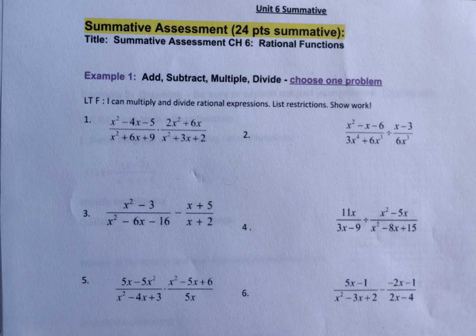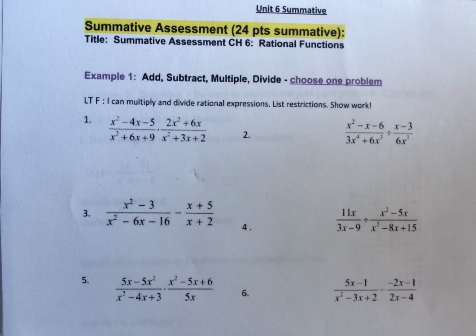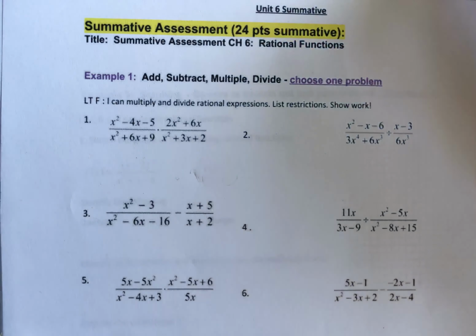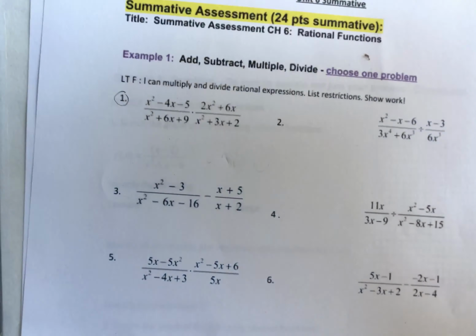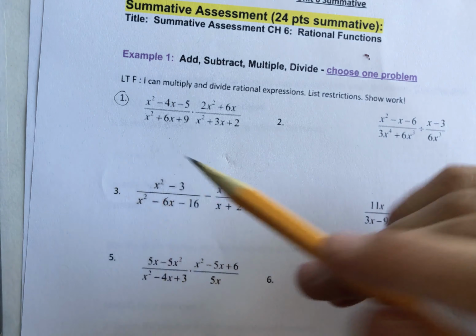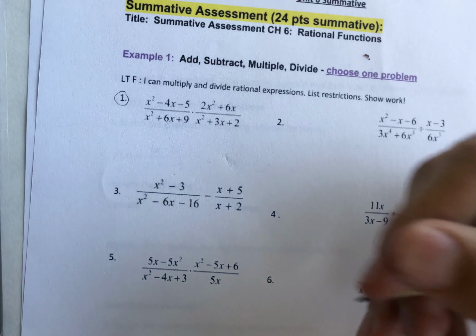Hello everyone. Today I'm going to be doing three types of rational functions, and we'll start out first with the multiplication one. For this one, we'll do number 1. To begin to solve this equation, we need to first factor it out or draw out its factors.